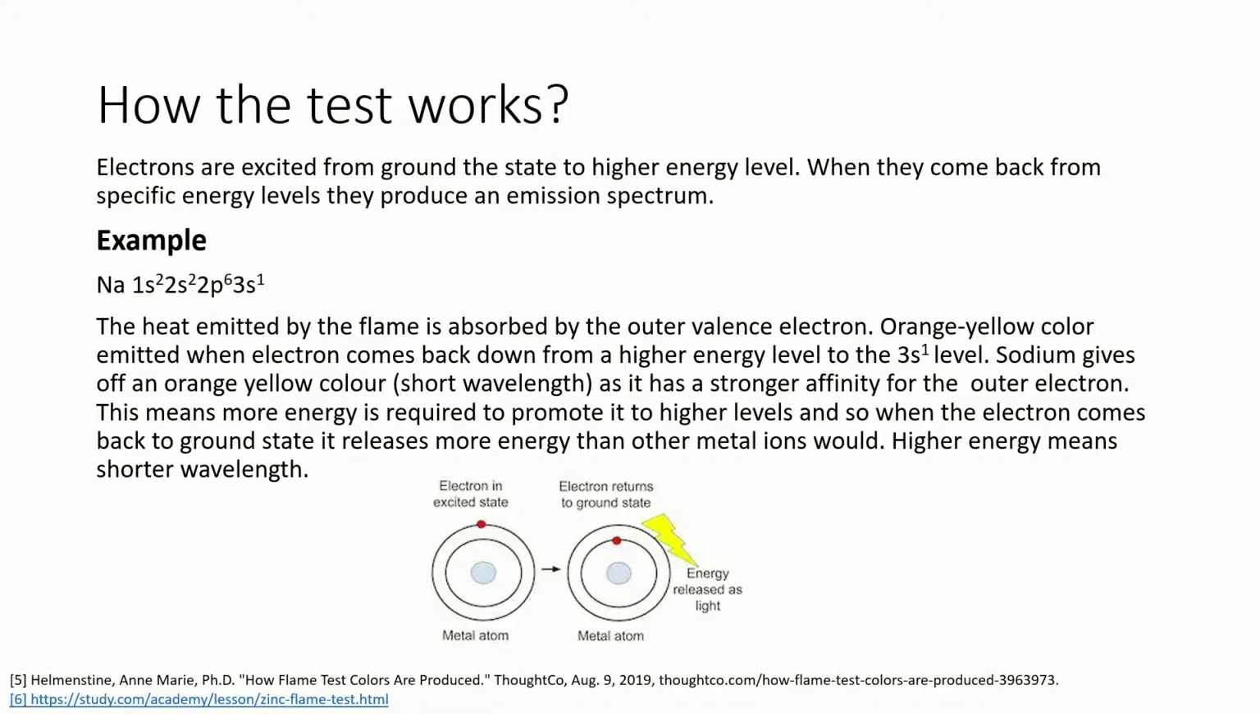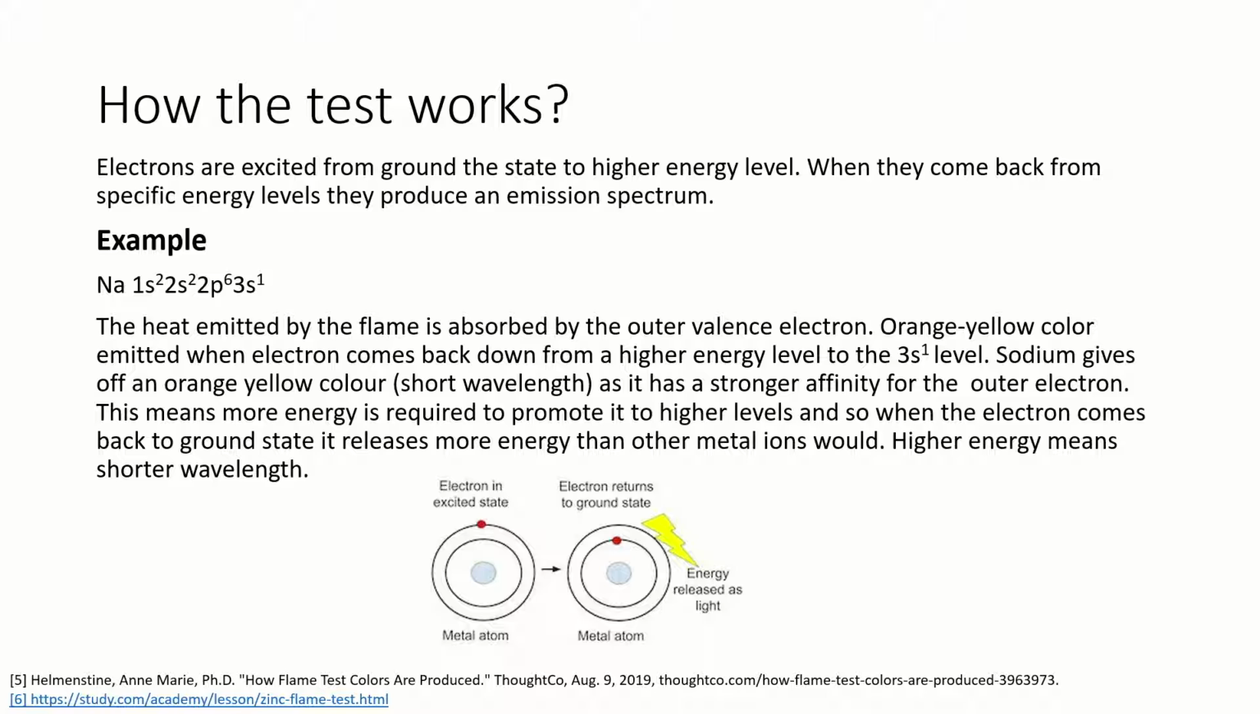Electrons are excited from the ground state to a high energy level. When they come back to specific energy levels, they produce an emission spectrum. An example of this is sodium. The heat emitted by the flame is absorbed by the outer valence electron. Orange-yellow color is given off when the electron comes back down from a higher energy level to the 3s1 level.